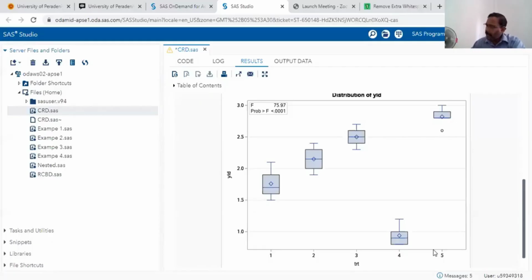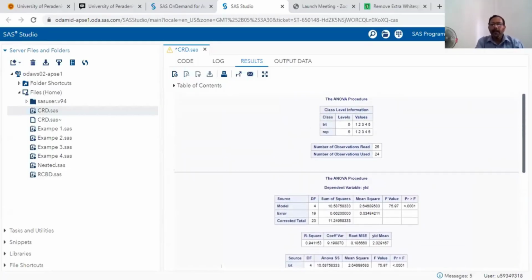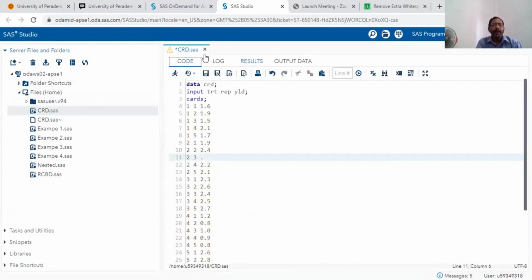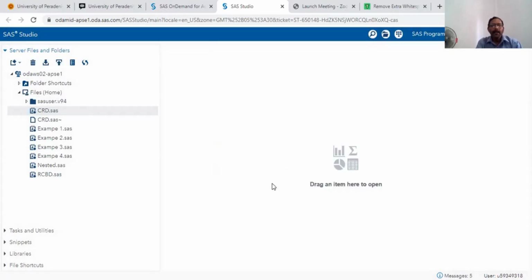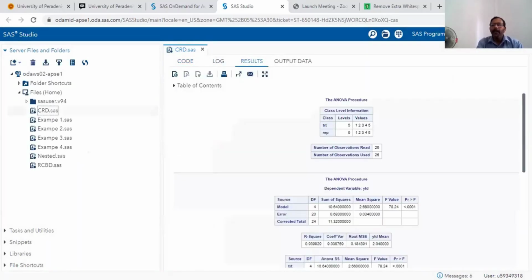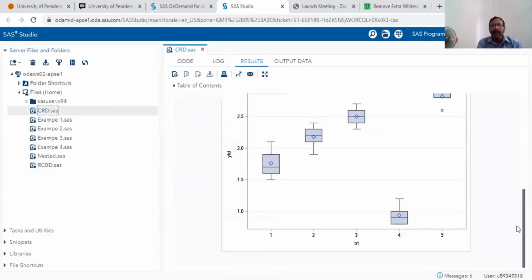Here we found in these results that treatment is significant. Now you see, treatment is significant. I will go with the original data, right? I'll go to the code. So this is my original data. Now look at it. If you run it you will get the same results. This is without missing data. All the data is there.